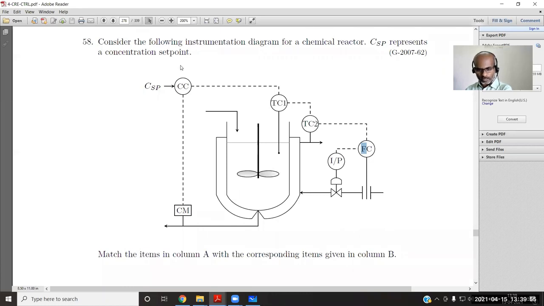Originally we want to measure concentration and keep it under control by increasing or decreasing the jacket fluid. In between we have the measurement of reactor temperature, measurement of jacket temperature, and measurement of the coolant flow. So there is a flow controller, a jacket temperature controller, and a reactor temperature controller. The outer one is the concentration controller.